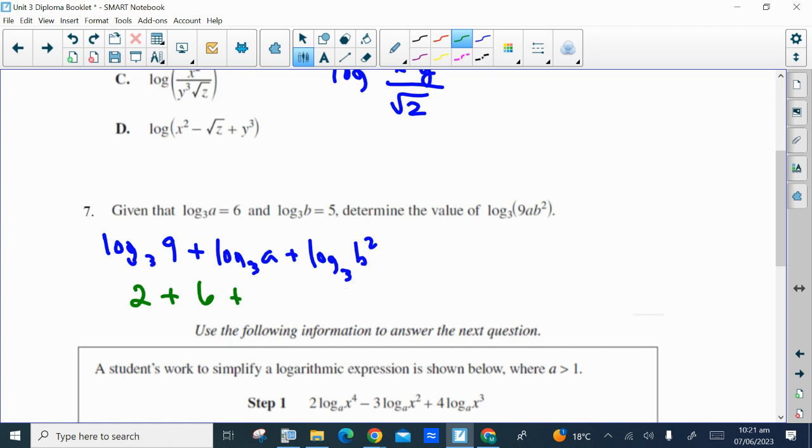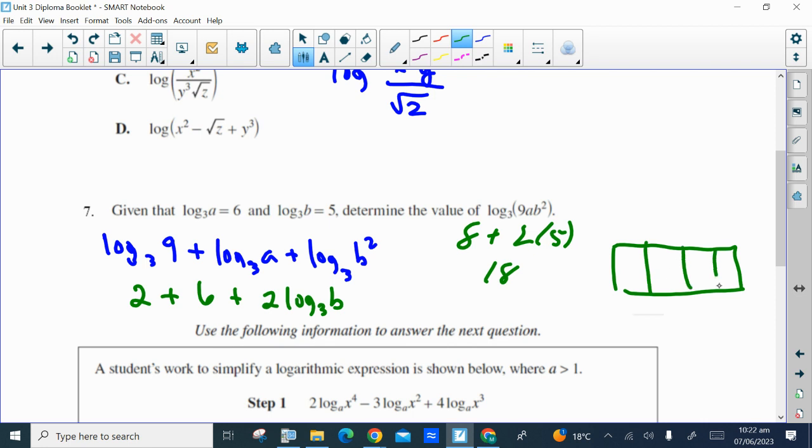But before we can deal with this last term, we need to bring the power in front as a coefficient. So now you have 2 plus 6, which is 8, plus twice log base 3 of B. We're told log base 3 of B is 5, so it's going to be 8 plus 10. The answer is 18. Once again, if this was a numerical response question on the diploma exam, those first 2 boxes would be filled in. And you have to make sure that you bubble correctly below, because that's what really gets marked, right? What you bubble in below.